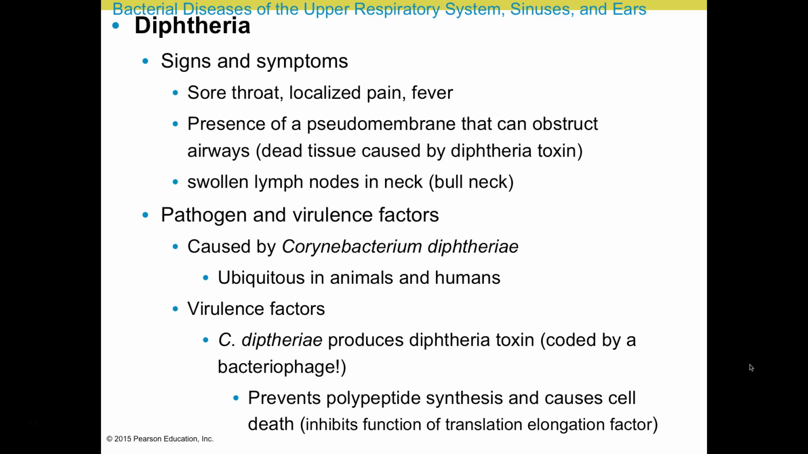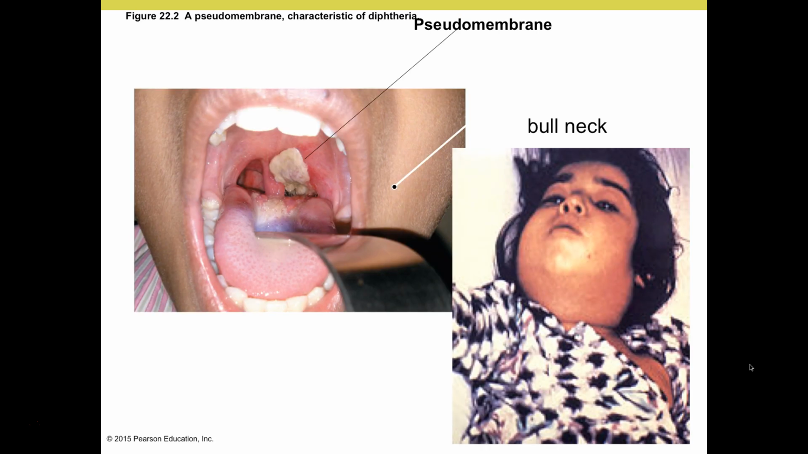Diphtheria. Diphtheria gives you sore throat, fever, and when you examine the patient, you can see the pseudomembrane that actually obstructs airways. This is dead tissue that is caused by the diphtheria toxins. The lymph nodes of this patient are also swollen, and it gives them the appearance of bull neck, which is what you see right here.